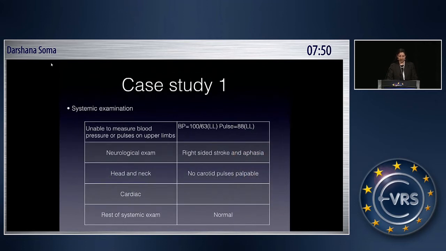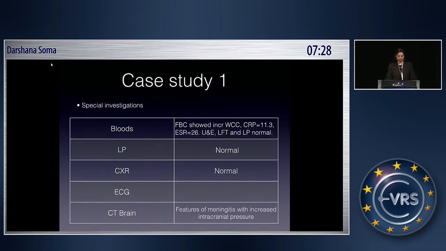On systemic examination, we weren't able to measure the blood pressure or pulses on the upper limbs, but the blood pressure on the cuff was 100/63 and the pulse was 88. The neurologic examination showed a right-sided stroke and aphasia. The head and neck examination showed no carotid pulses that were palpable, and the rest of the systemic examination was essentially normal. On blood examinations, special investigations, the full blood count showed an increase in white cell count. The CRP was 11.3, ESR 26. The kidneys and liver were normal.